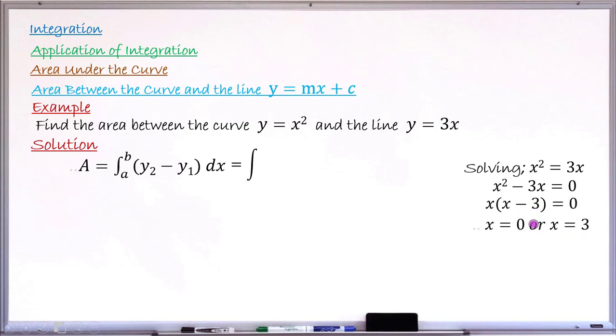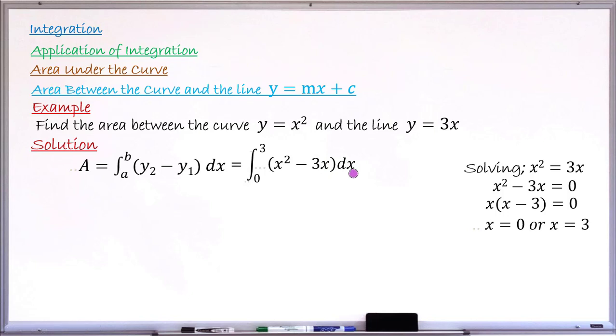So this now is the solution of this equation, x squared equals 3x. And this will serve as my limits of this definite integral. This x equals 0 is the smaller one, so that will be my lower limit, and the 3 is going to be my higher limit. So I'm going to have the definite integral from 0 to 3 of y2. y2 is your x squared, and y1 is 3x. So I'm going to have the definite integral of x squared minus 3x with respect to x.